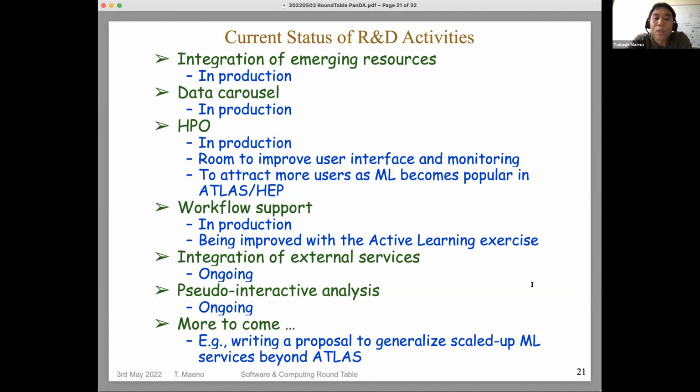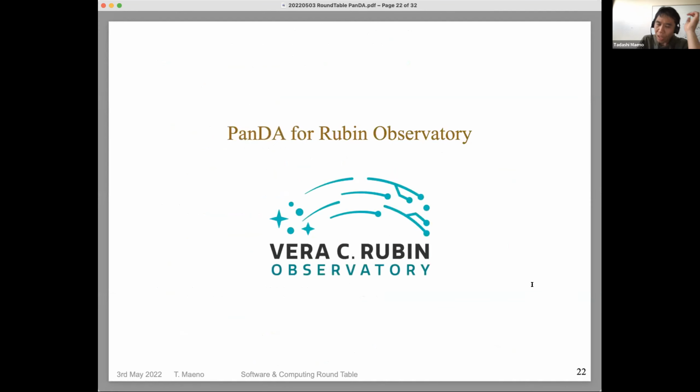And for workflow support, this is being improved with the active learning exercise. And integration of external services and pseudo-interactive analysis are still ongoing activities. And we expect more activity to come. For example, we are writing a proposal to generalize scale-up machine learning services beyond ATLAS. Okay, I'll move on to PanDA for Rubin.